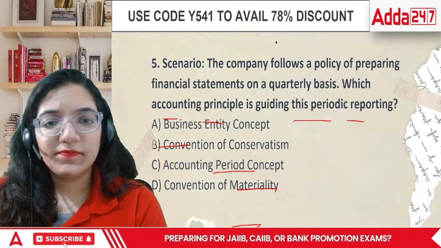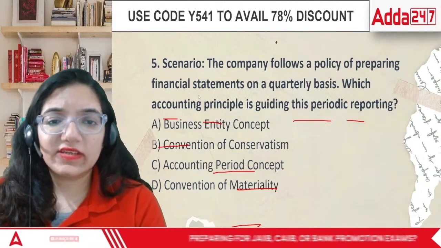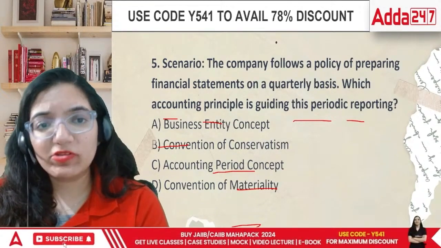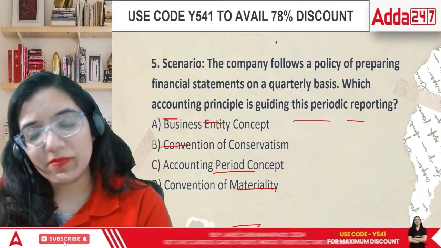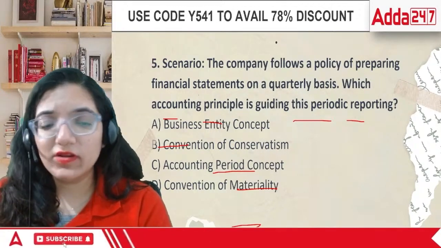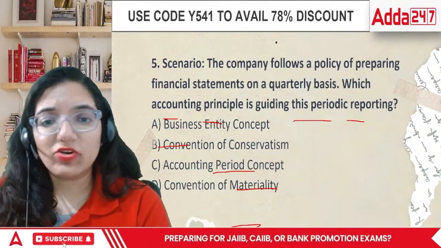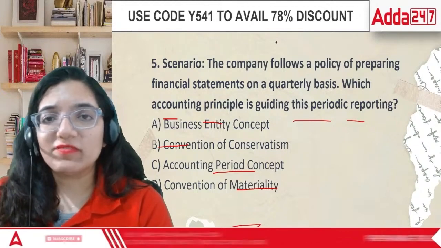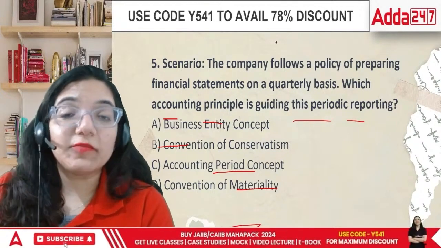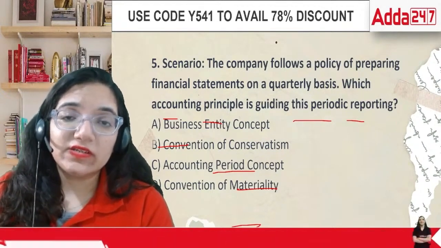Visible now? The answer in this case, when we are talking about the quarterly basis, is what banks do. This is what many businesses do. It is very normal that you prepare quarterly statements and then you give the final as well. RBI asks for it, SEBI asks for it, right? So in this case, the correct answer is accounting period concept. Based upon that 1 year, you divide it into different quarters.